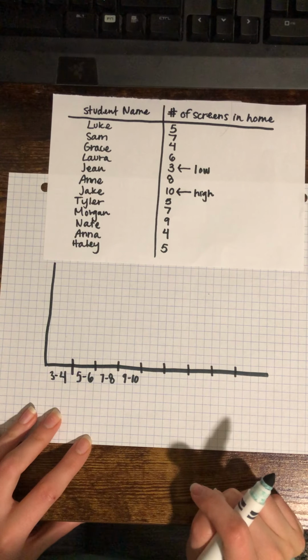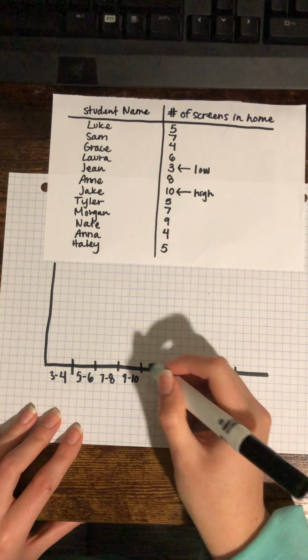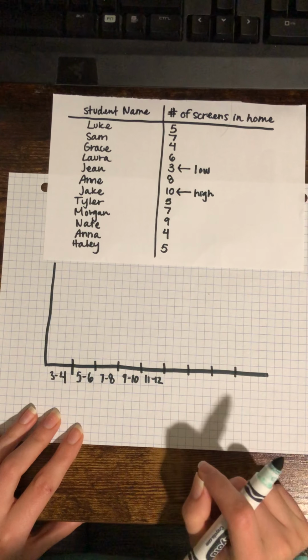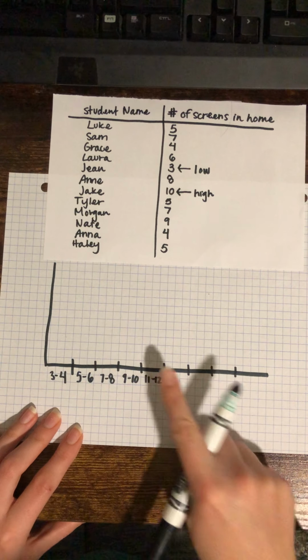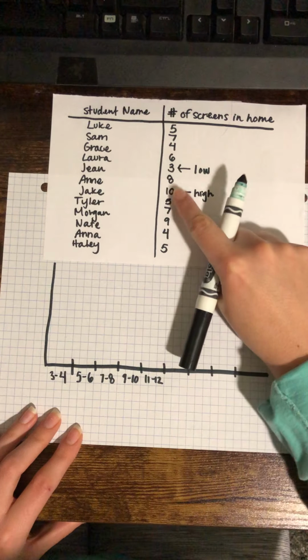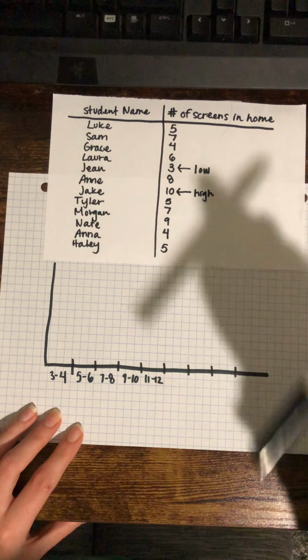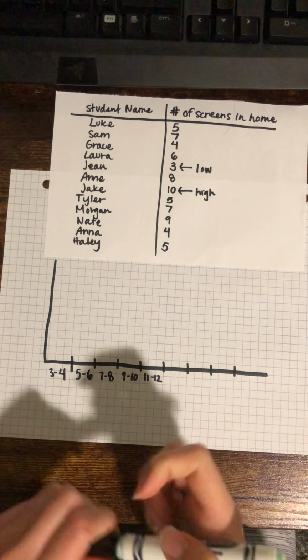No, I don't. I could make one more if I wanted to. So I could do 11 to 12. And then people who are reading my graph later on will know that there's going to be nobody in this column because our highest number of screens from our data set was only 10. So now I'm going to switch colors quick.